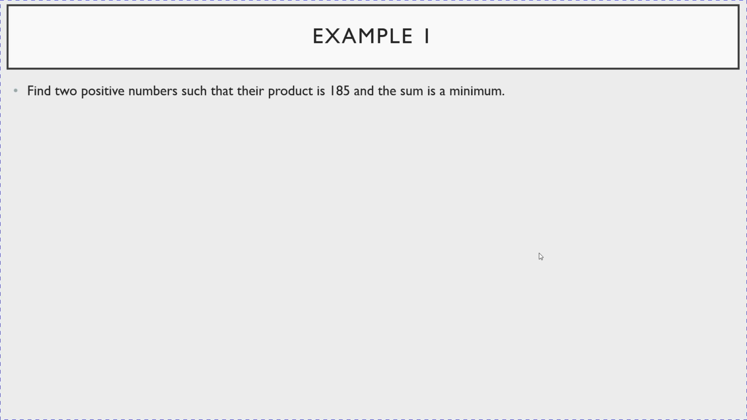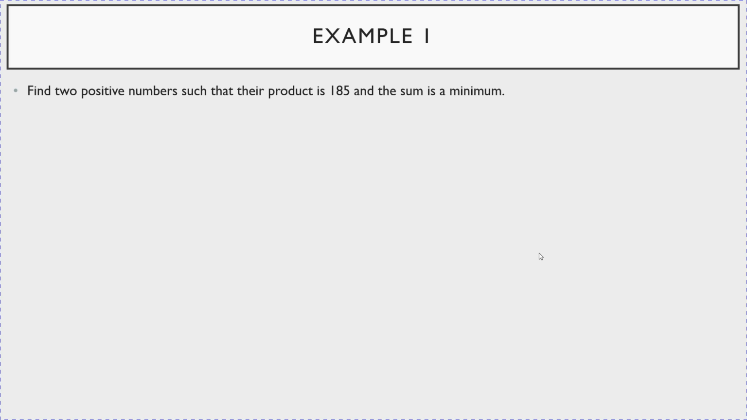All right, so here's the thing. There's an infinite number of numbers that when you multiply them, you get 185. Like 1 times 185, 2 times 185 over 2, 3 times 185 over 3. You can just see the pattern there, right? So out of all those infinite values, we need to find the 2 numbers whose sum is the minimum of all the possible values.